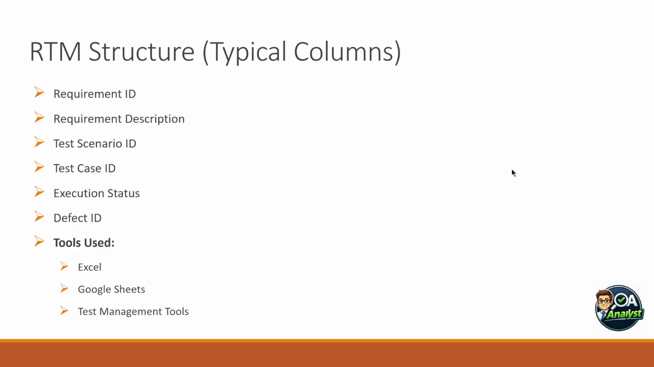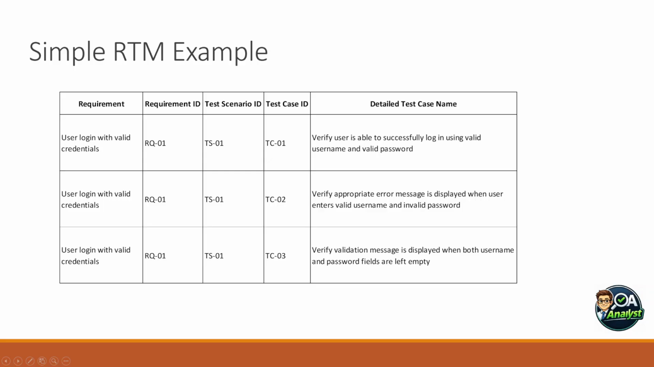Now let us take a simple example. The requirement is: user should be able to log in using valid credentials. If you see, there is a requirement having the requirement ID RQ1. This is RQ1. Then there are test scenarios. From this requirement, multiple test scenarios get derived by the testers.